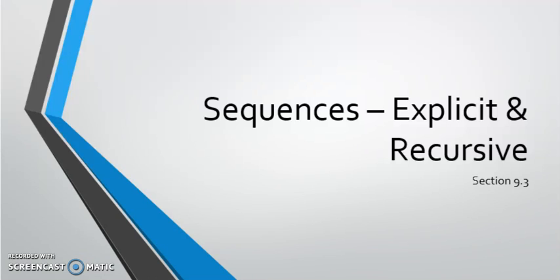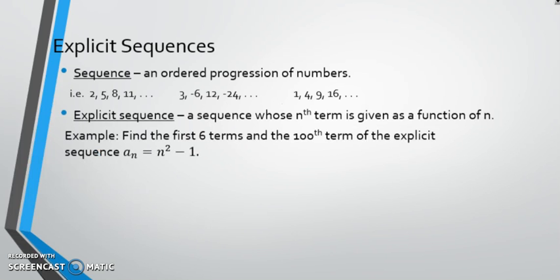So today we're going to start looking at number patterns. Specifically, there are two different types of number patterns we're going to look at. One of them is what we call an explicit sequence. The other one is a recursive sequence. This information will be viewable in section 9.3 of your online textbooks.